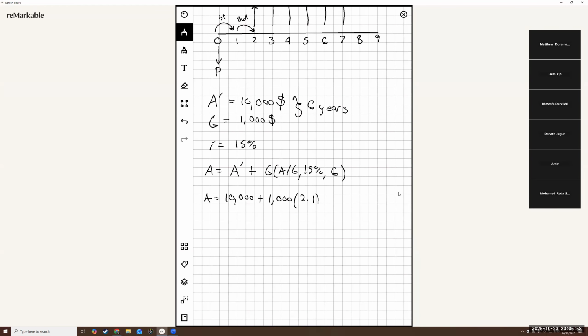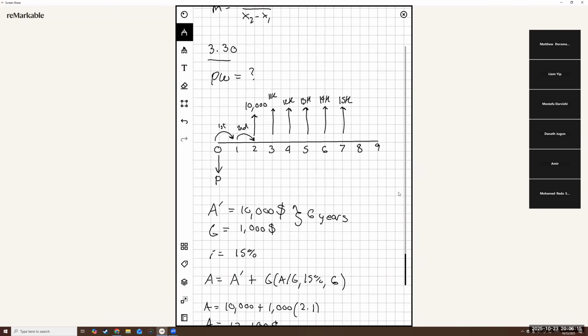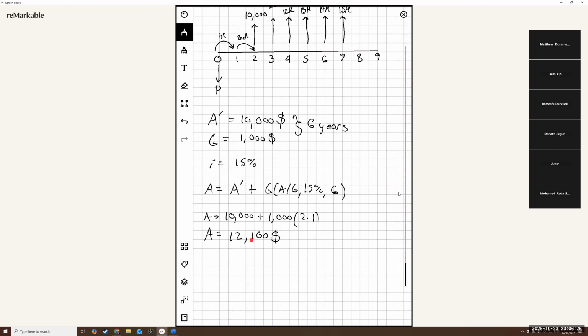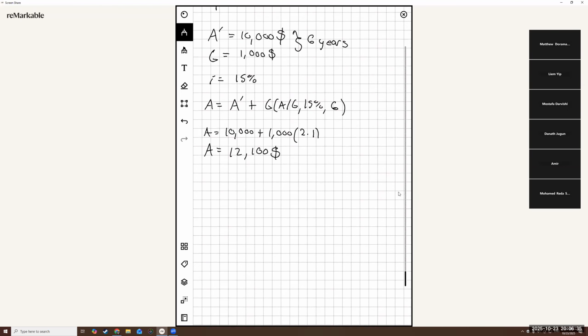Okay, let's calculate what our A value is. It is $12,100. What does this mean once again? If I promised you $10,000 one year, then 11,000 the next year, then 12,000, then 13, then 14, then 15,000, if I made this promise to you, it would be the same as if I just paid you $12,100 every year for those 6 years at 15% interest rate. Okay.